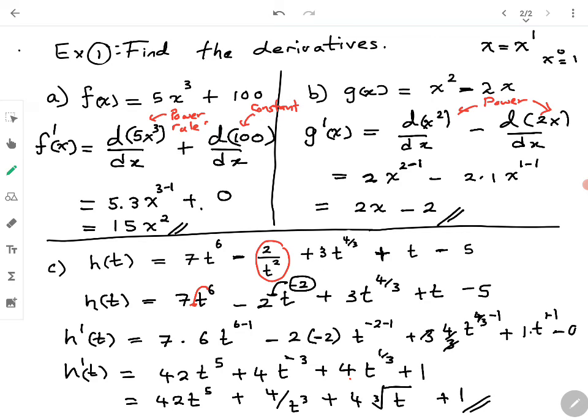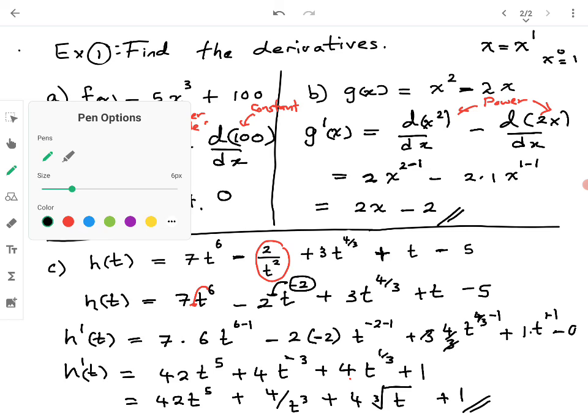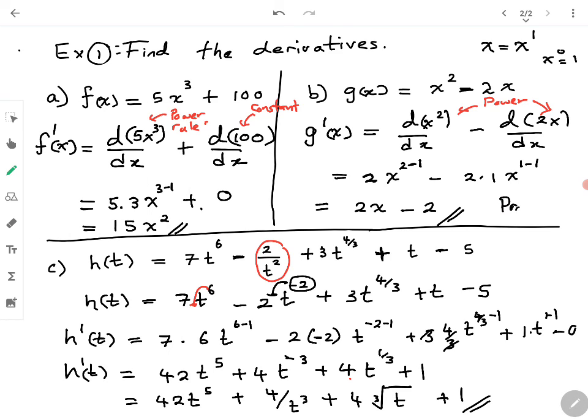So these three were examples on how to use the sum and the difference rule and the mix of both rules. Okay. So in the next couple of lessons, we will introduce the product rule and the quotient rule. Okay. So this lesson, I will end it now.